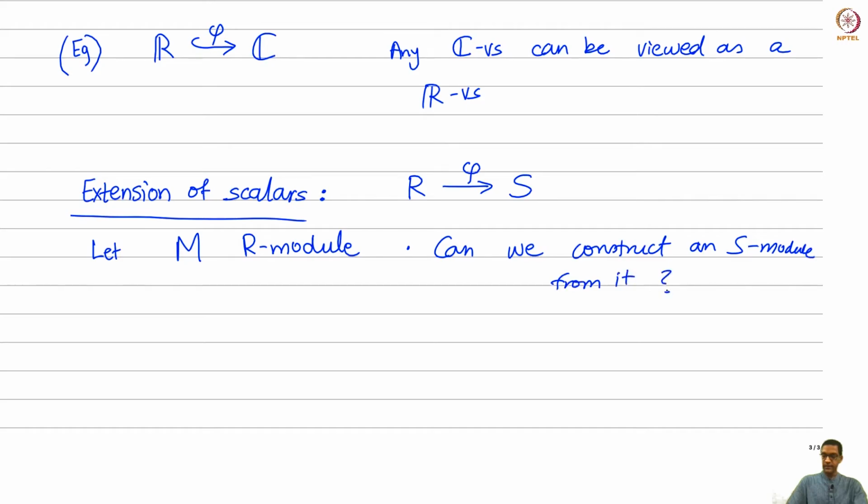Right, this is like asking, I have a real vector space, can I somehow construct a complex vector space out of it? Okay, so it's sort of a vaguely posed question at the moment. But broadly, the idea is this: can you somehow go in the opposite direction?